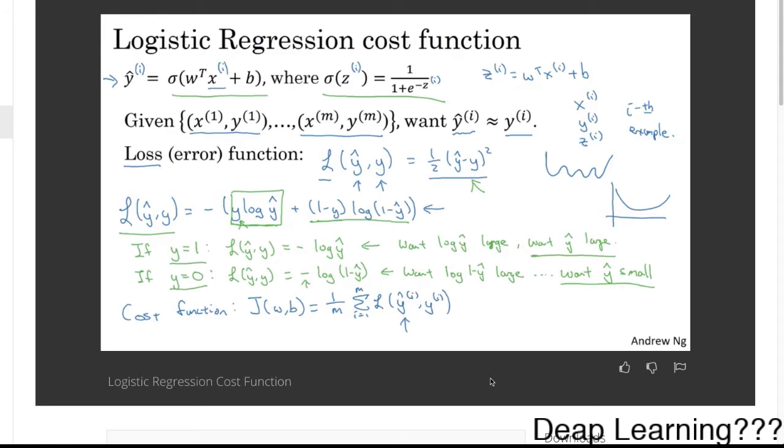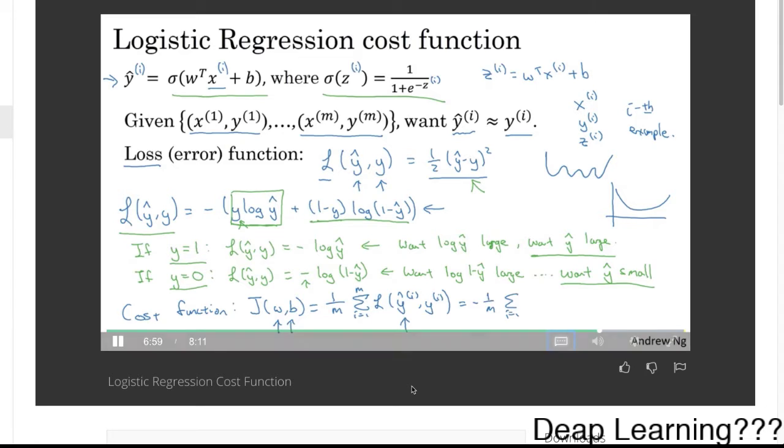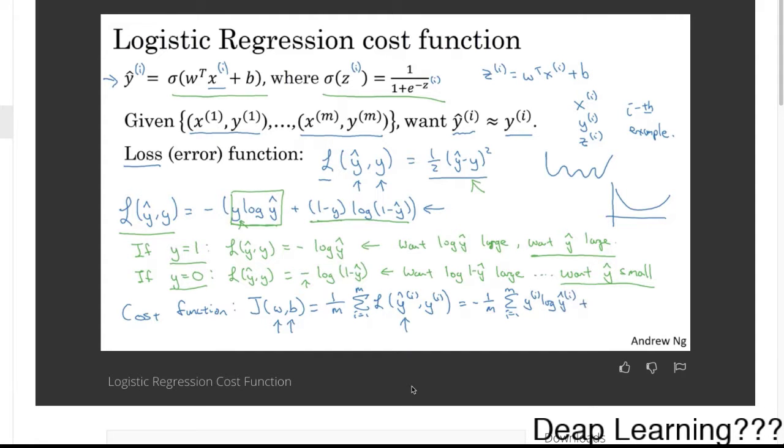Where here y hat is of course the prediction output by your logistic regression algorithm using a particular set of parameters W and B. And so just to expand this out, this is equal to negative 1 over m sum from i equals 1 through m of the definition of the loss function above. So this is y_i log y hat_i plus 1 minus y_i log 1 minus y hat_i. I guess I can put square brackets here. So the minus sign is outside everything else.